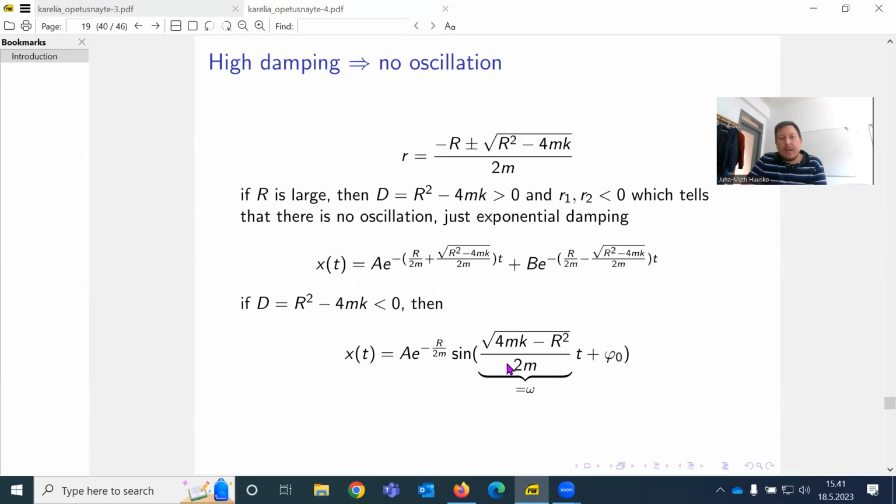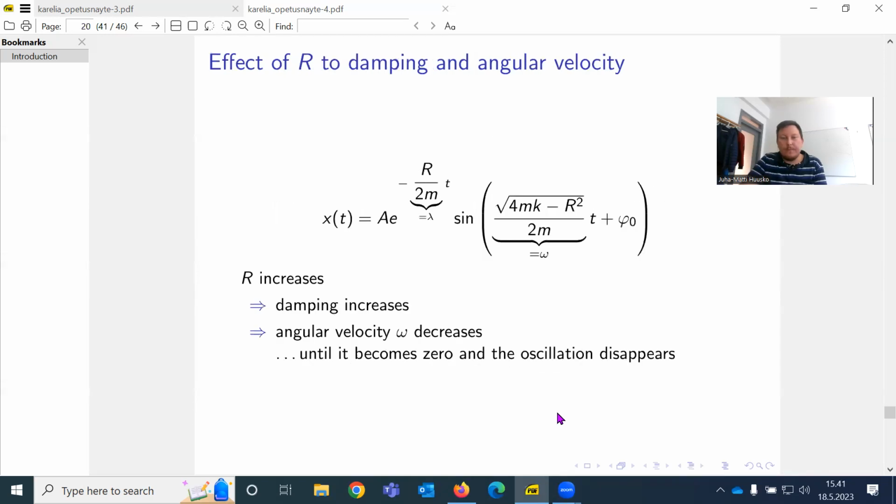If this capital R is large, then the discriminant will be positive, and we see that there will be just exponentially decaying solutions. If the discriminant is negative, we will get an exponential term times an oscillating term. Depending on how the R is, the damping can be faster and the angular frequency can change.